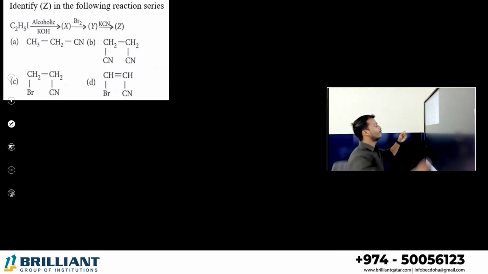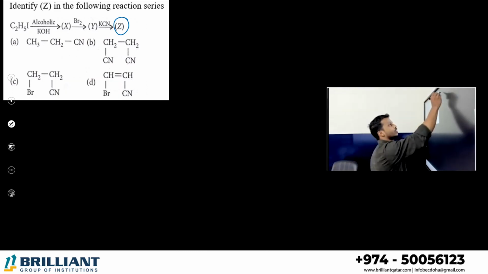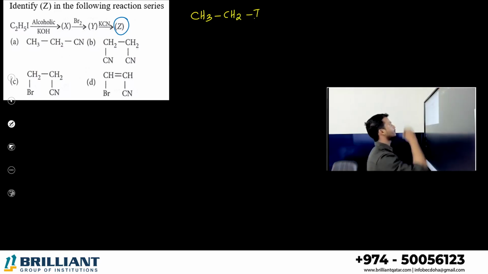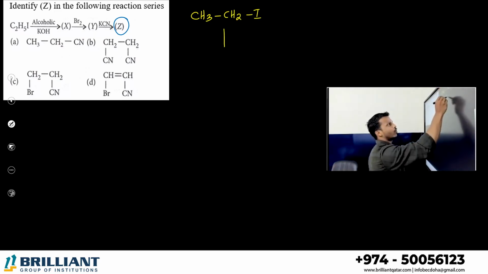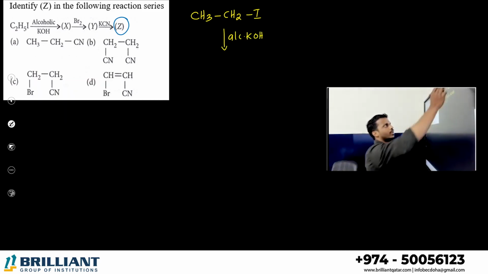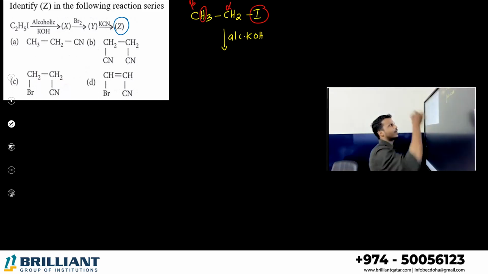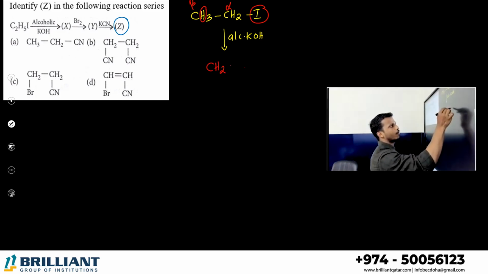Identify Z in the following reaction, which means we need the final product. Okay, let's go. What is the starting material, dear all? C2H5I, CH3CH2I. This is treating with what? Alcoholic KOH. What is the purpose of alcoholic KOH? Beta elimination. Take iodine from the alpha carbon, take a hydrogen from the beta carbon, put a double bond between alpha and beta, you are getting the compound ethene. This is your compound X.